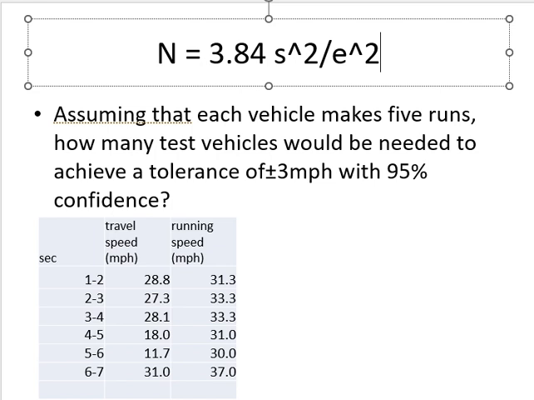Standard deviation, I don't know. If you look at the value of error, it is given in miles per hour. So if E is in miles per hour, then S should also be in miles per hour, right? Then it means I need the standard deviation for the speed values. Now I have two types of speeds, right? Travel speed and running speed. I need it for both, so I'll do it for both.